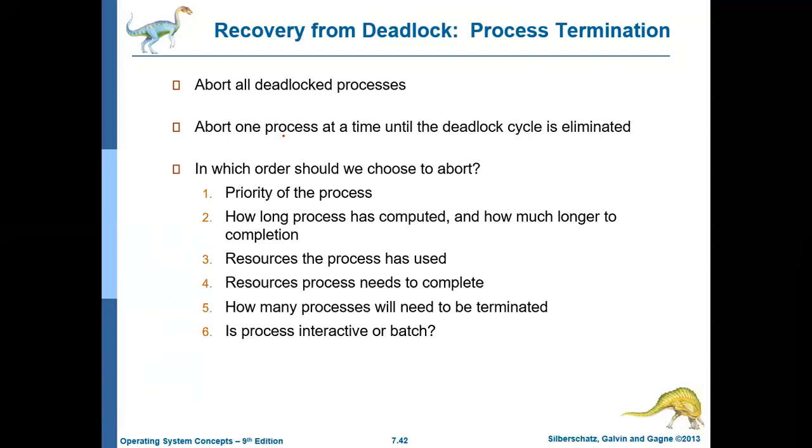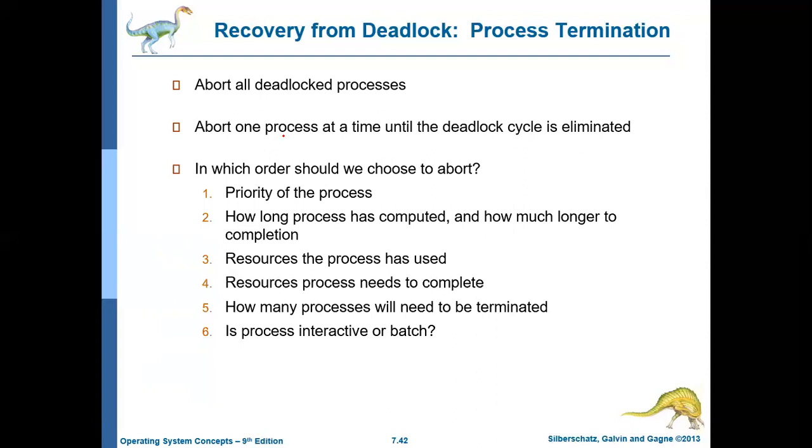We are discussing deadlock recovery. There are two ways for deadlock recovery. One is to terminate some of the processes, and the second method is to preempt a few resources. Under process termination, we have discussed two cases. The first case is to abort all the deadlocked processes so that the system will come out of the deadlock state.